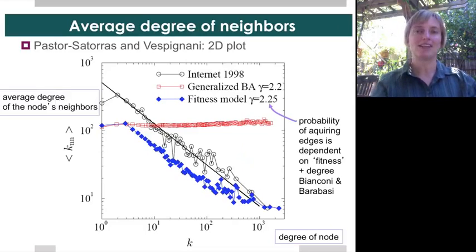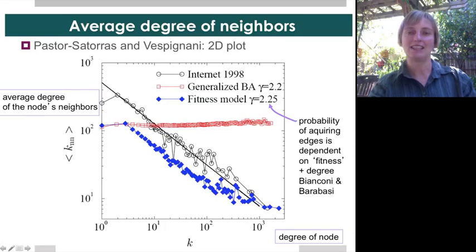You can simplify this, right? This was a 2D histogram in essence, almost a 3D plot, right? The coloring was the third dimension. We can reduce this to a 2D plot if we look at the degree of the node and then look at the average degree of the neighbors. And in fact, it gives you extra sensitivity.